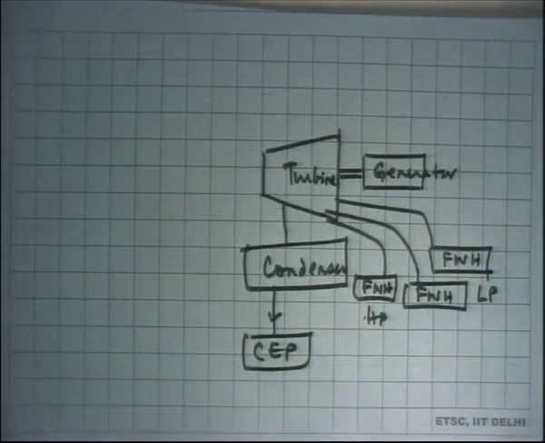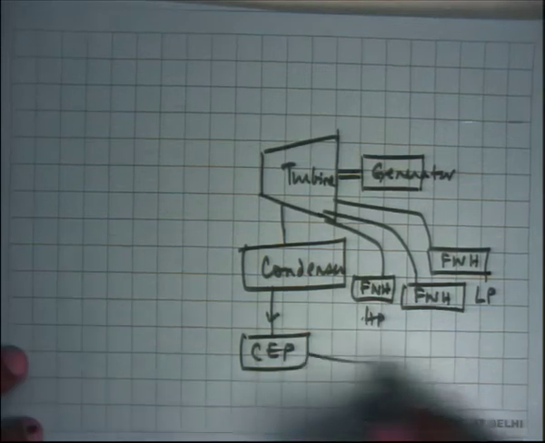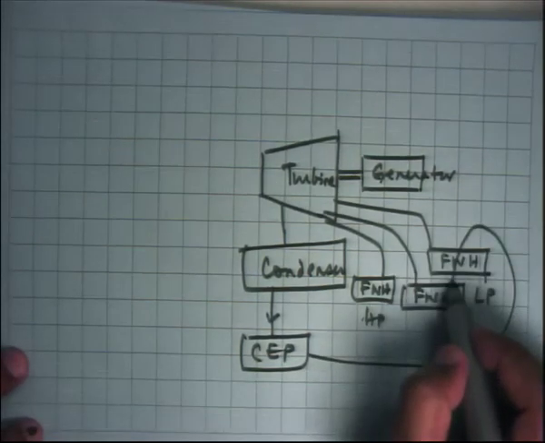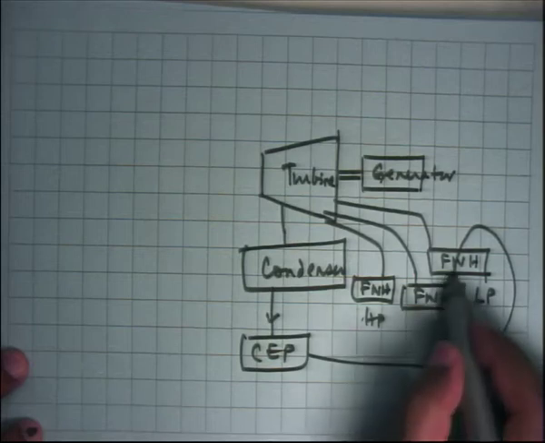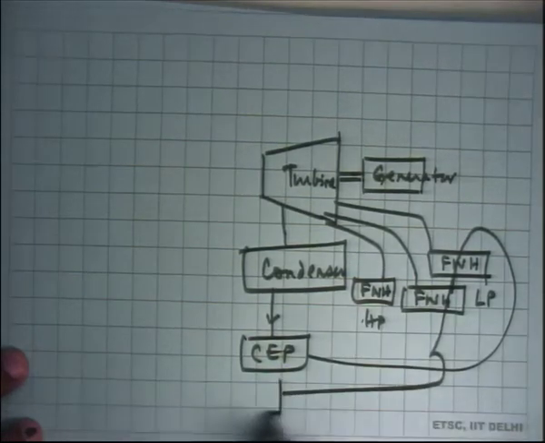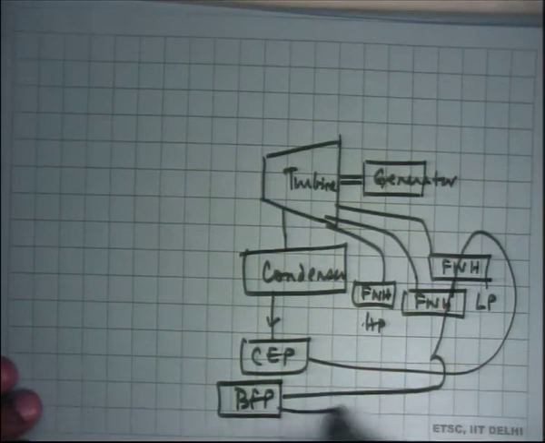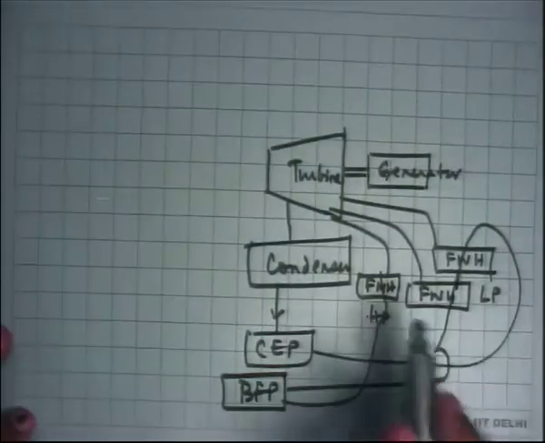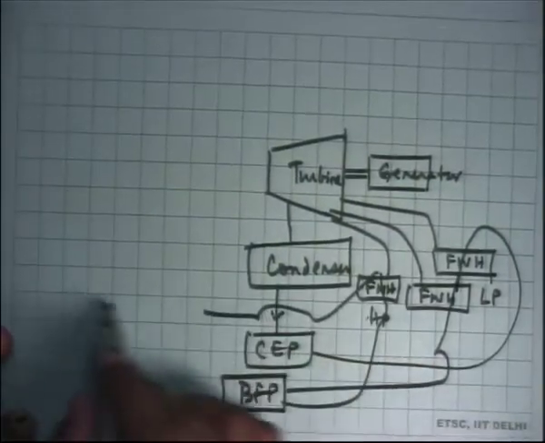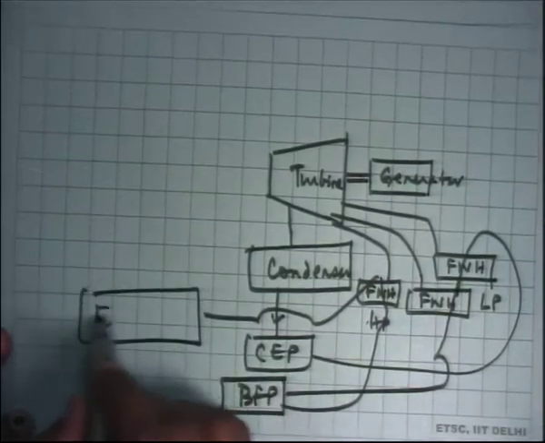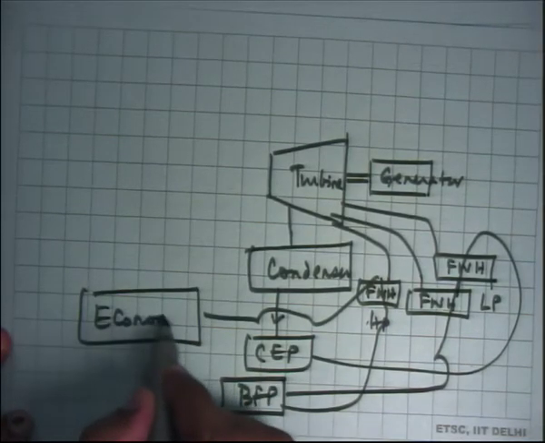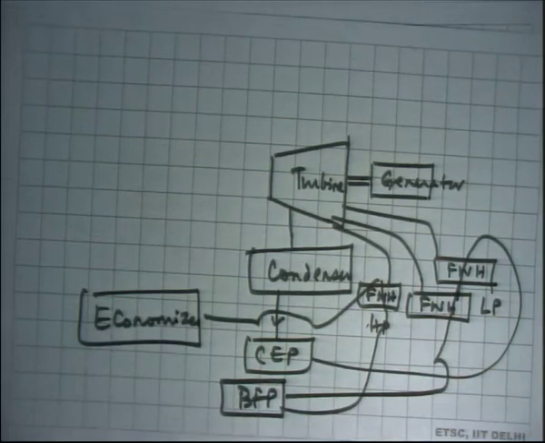So, the water comes to the condensate extraction pump, goes through the LP heaters, okay, and then goes to the boiler feed pump. Okay. And from the boiler feed pump it goes through the HP heaters and then to the economizer. So, this is the water path.